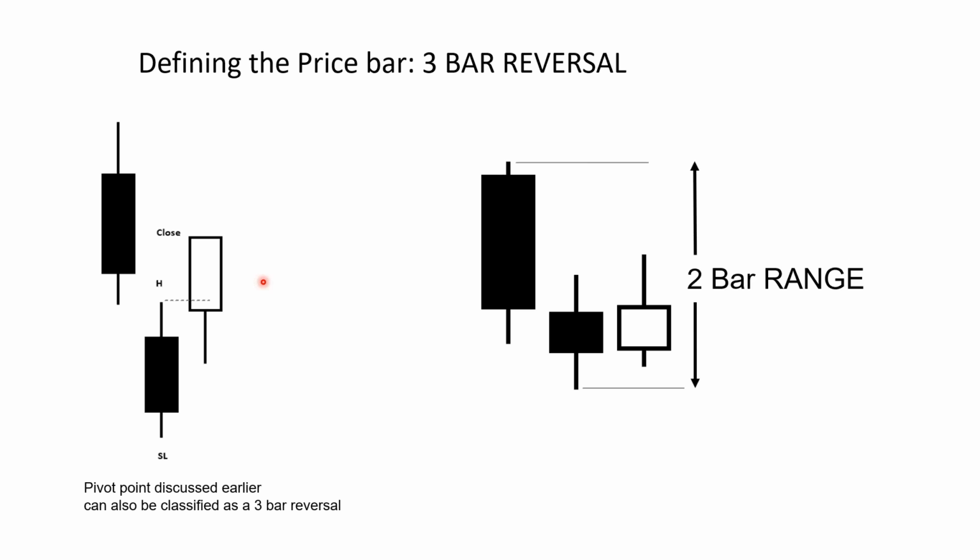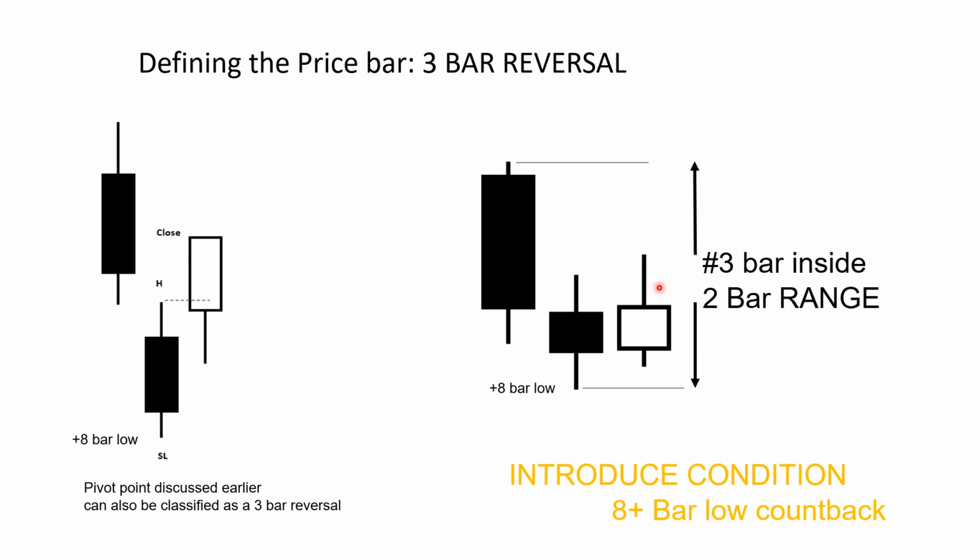Then we looked at a thing called a 3-bar reversal, very similar to a pivot point, but we can take the third bar as being inside the last 2 bars. So it must be inside the last 2 bars, must have a higher low than the low of the bar that makes the low, and must have a lower high than the second last bar in the retracement. So it becomes what's called a 3-bar reversal.